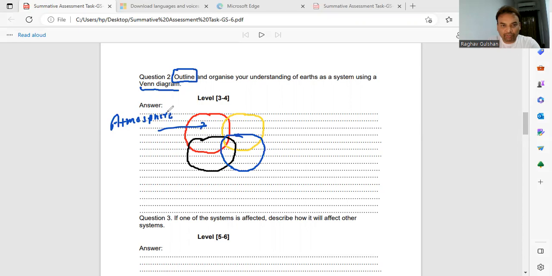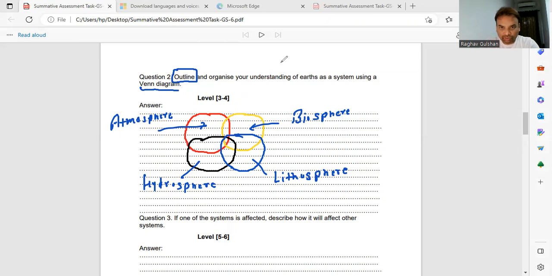which is a thick packet of gases. The second system is the biosphere. In the biosphere, we have plants and animals. The third is the hydrosphere. The hydrosphere has surface water, groundwater, and water in rivers. And the fourth is the lithosphere. With the help of the Venn diagram, we just have to make these four circles and write their names. So first is atmosphere, second is biosphere, third is hydrosphere, and fourth is lithosphere.